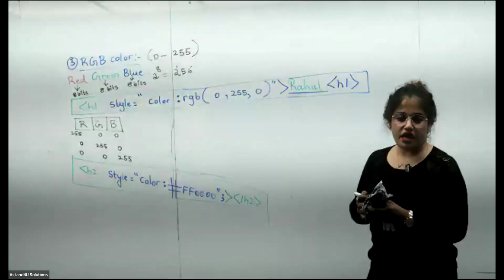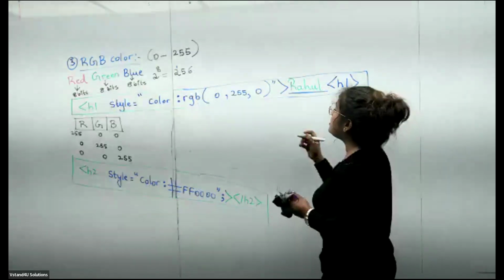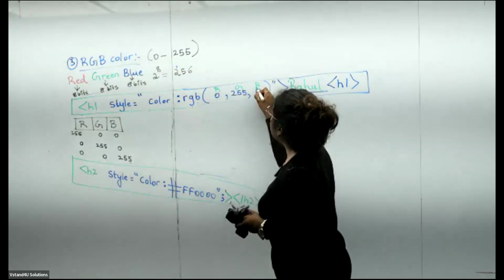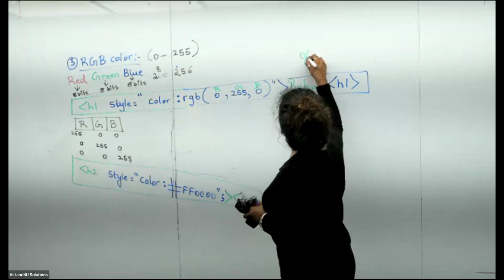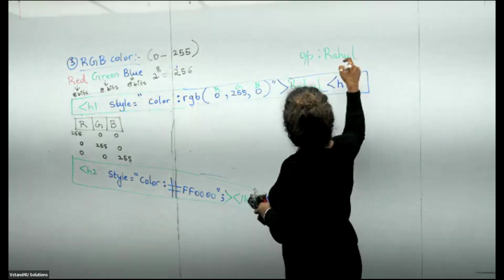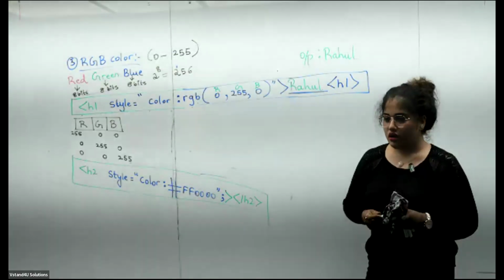So this is my content. Yes, I have passed the content, and how will my output be displayed? Since this is RGB, my output will be displayed in green color. Yes or no? So this is how my output will be displayed. Clear? Done?